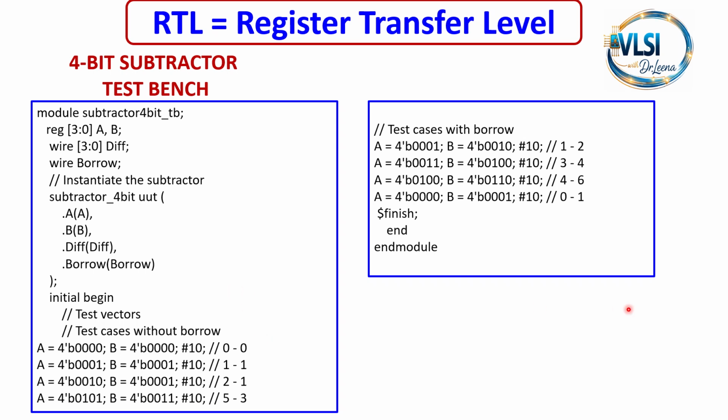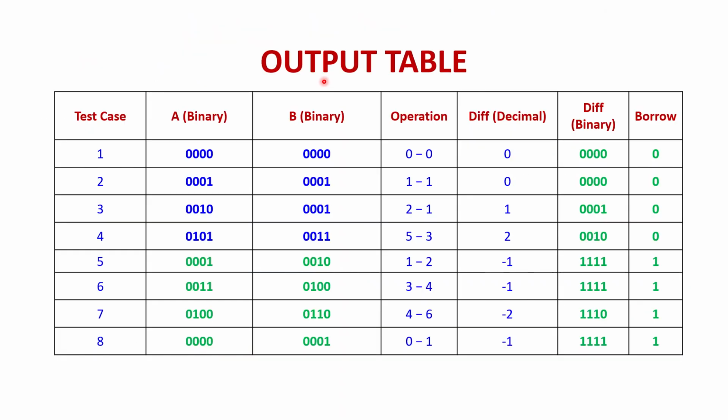So let us see the output table, how it is going to come. So students, now we are going to see the output table. In this output table, first I have given the test cases which we have used in the test bench. Here we have the 4-bit binary input A and 4-bit binary input B, the operation carried out, the difference in decimal, the difference in binary, and the borrow.